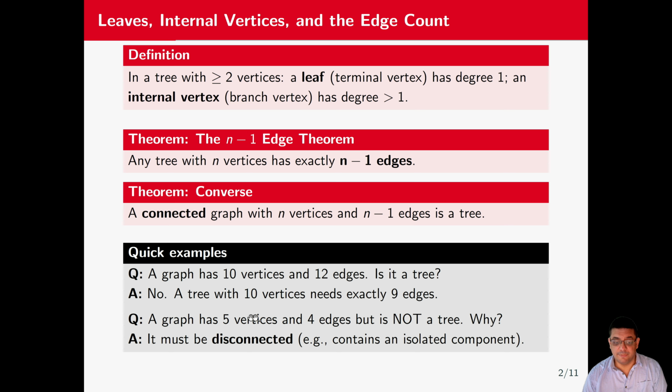Also, a graph with 5 vertices and 4 edges that is not a tree must be disconnected. It's the only reason why it will not be a tree. They need to be isolated components.